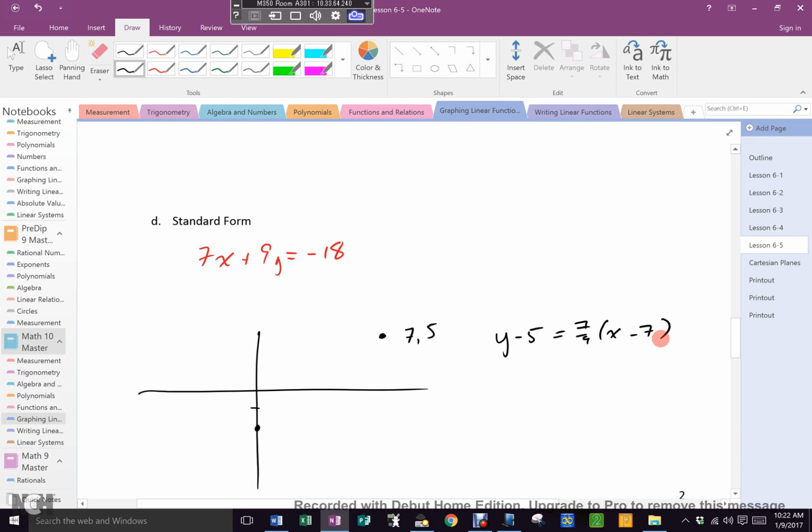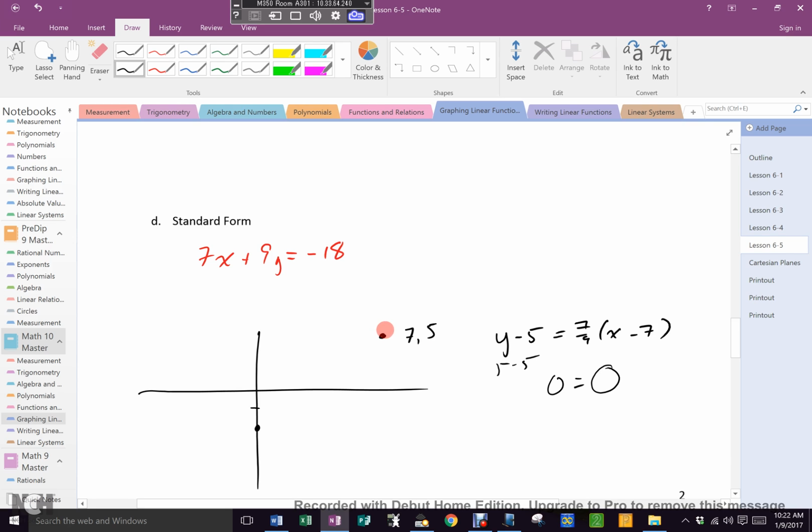And then check. X is 7. What letter is that? X. So what can I put there? 7. 7 minus 7 is 0. 0 times 7/9 is 0, yes? What letter does that represent? Y. What letter is that? So what can I write there? What's 5 minus 5? Does 0 equal 0? So that point's going to be on the graph too.